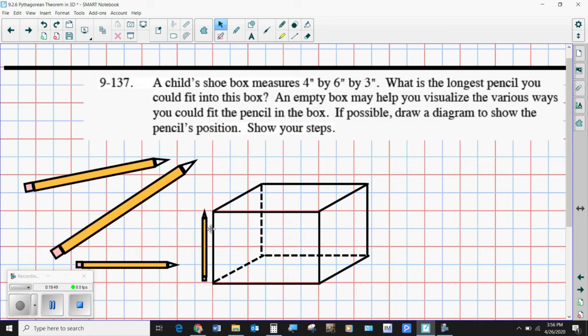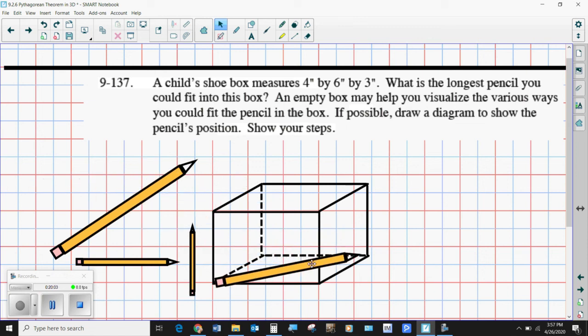So this one would be 4 inches, but is that the biggest one that you could fit in there? No, you could lay it down flat, and you could have a pencil that was 6 inches, right? Or what if we decided to put it flat on the bottom across? Is that really? Hold on. Stop it. Here. Yes, there we go.